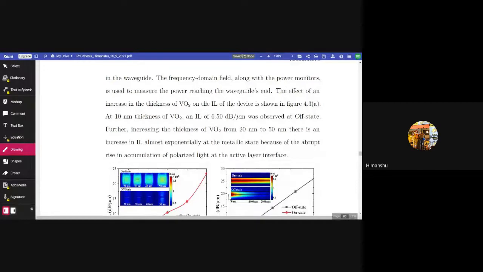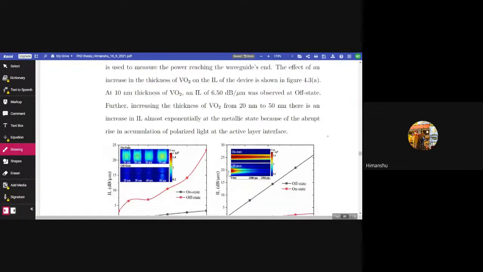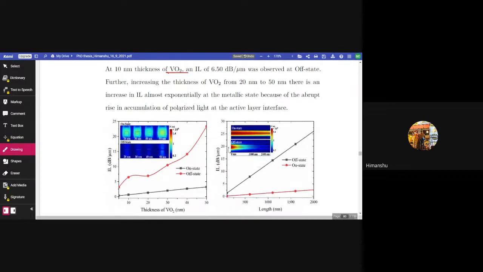The effect of an increase in the thickness of VO2 on the IL of the device is shown in figure 4.3a. At 10 nanometer thickness of VO2, an IL of 6.50 dB per micrometer was observed at the off state. Further, increasing the thickness of VO2 from 20 nanometer to 50 nanometer, there is an increase in IL almost exponentially at the metallic state because of the abrupt rise in the accumulation of polarized light at the active layer interface.